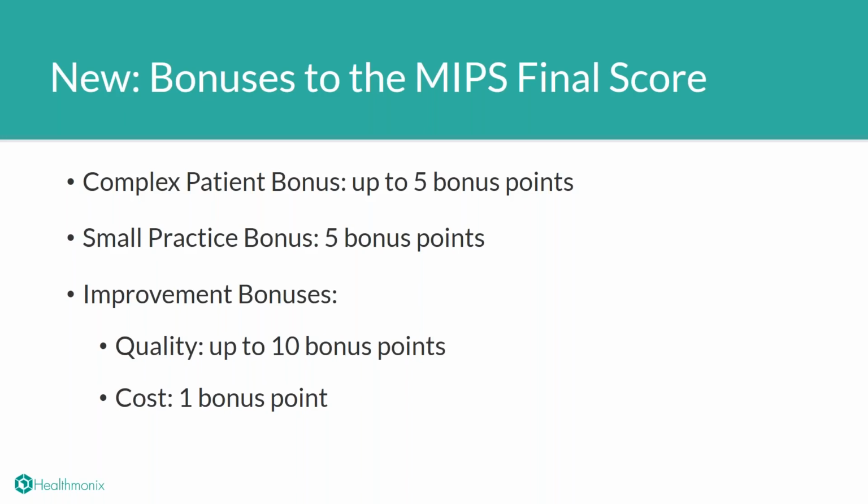For improvement bonuses, there is going to be a quality bonus of up to 10 bonus points, and this is really looking at how you improve over time in your quality. And additionally, the cost improvement bonus, which will look at how you improve the cost of your 2 measures that are being looked at over the course of the year, and you can gain up to 1 bonus point for the cost improvement.